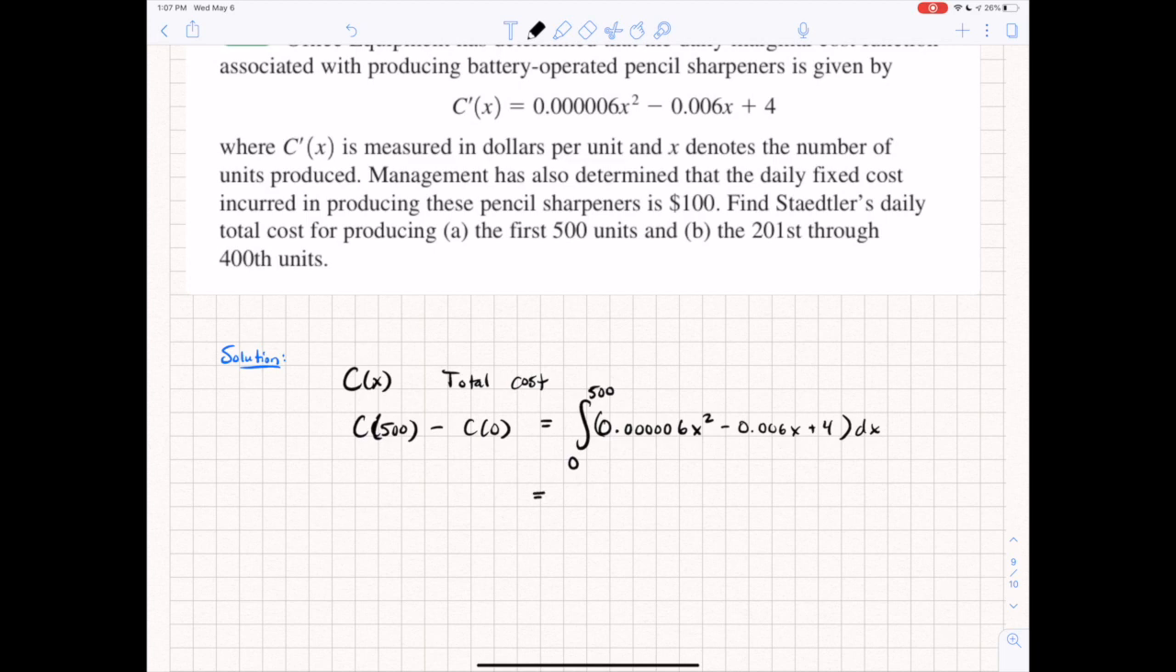All right, so then this would be equal to the antiderivative, which would be 0.00002 x to the third minus 0.003 x squared plus 4x, evaluated from 0 to 500. Again, using a calculator, plugging and chugging, doing the arithmetic, you would get 1500. Now, this would be the answer to the difference between the cost at 500 minus the daily cost that we started with, C of 0.